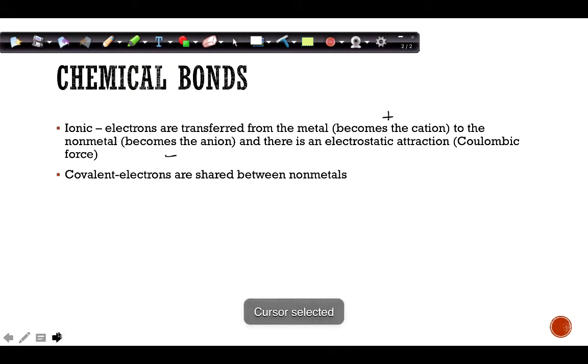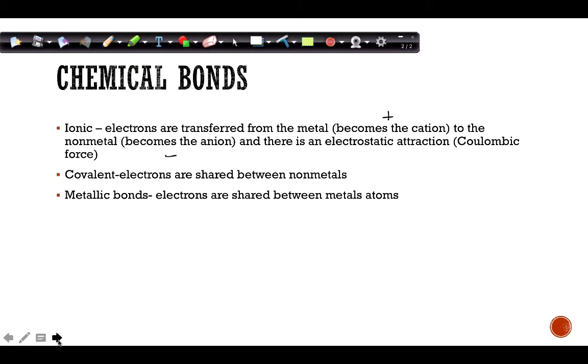The other type would be covalent, where electrons are shared between nonmetals. Nonmetals want to gain electrons, so they will share electrons if they're going to bond together. Now, metallic bonds are where you have different metal atoms bonded together, and the electrons are shared between all of the metal atoms. So it's not just between two atoms, it's between a group of atoms.